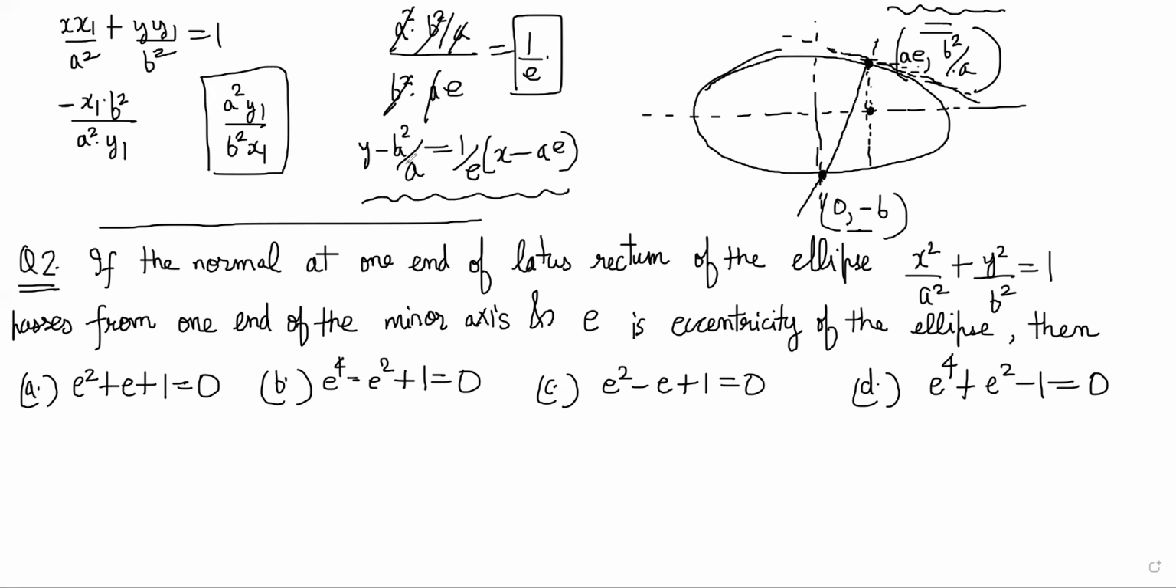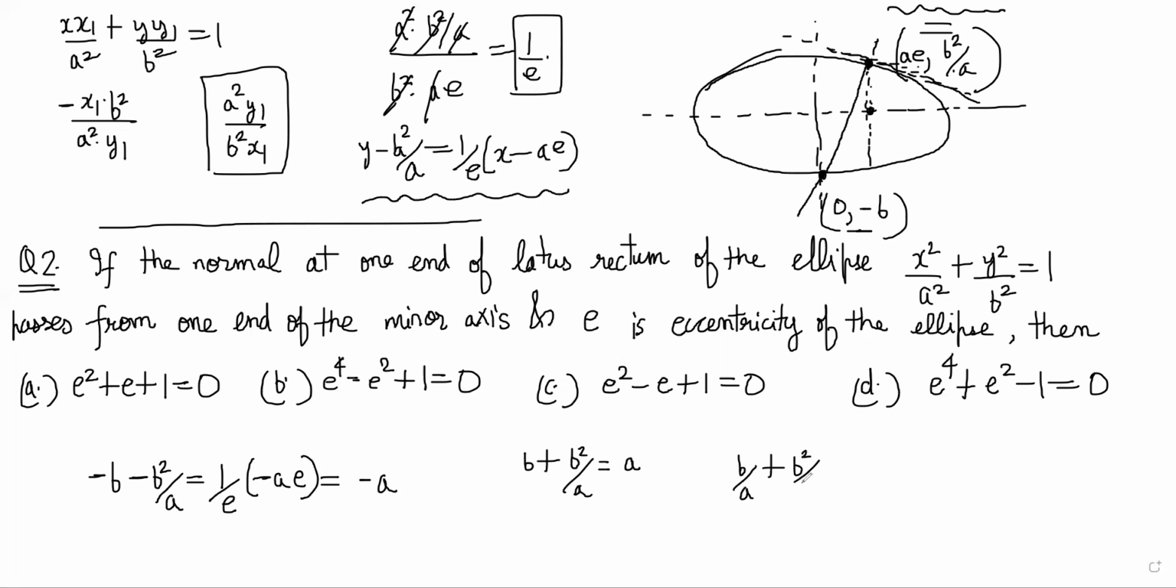Yeah. And this has to pass through (0, -b). Minus b square by a is equal to 1 by e into minus ae. So this becomes minus a, and here the minus minus cancels. So b plus b square by a is equal to a. So you have b by a plus b square by a square is equal to 1, right?